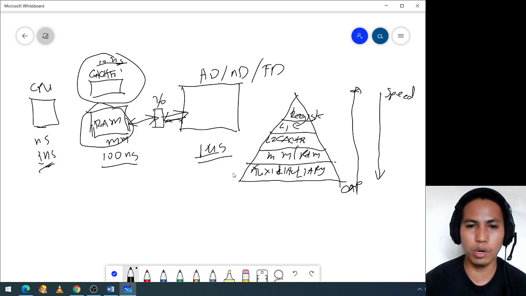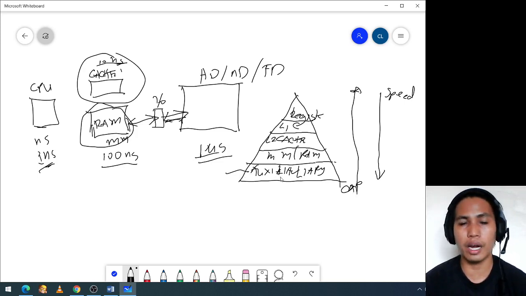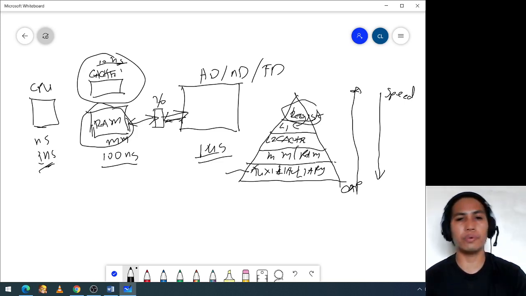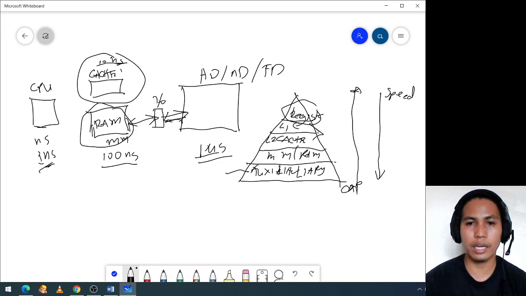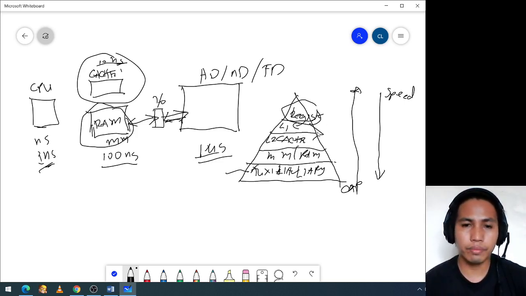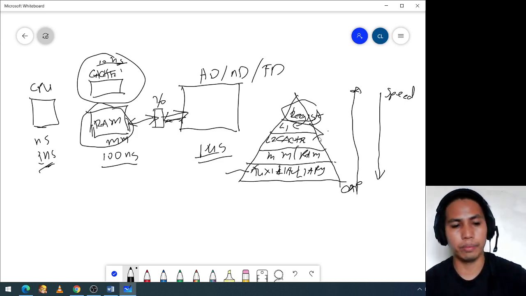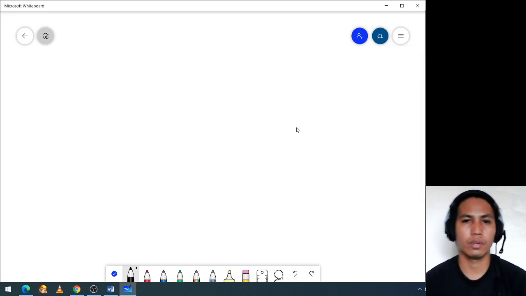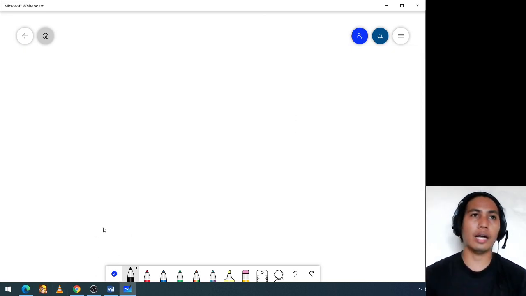So, ibig sabihin po, mas malaki ang capacity po nito. Itong auxiliary memory po natin, yung mga hard disk po natin, mga flash drive kasi umaabot na sa terabyte. While our registers, nasa kilobytes lang po yan and so on. Same with cache. Bytes lang po ang capacity po nitong mga to. Okay. So, that's the basic idea of memory hierarchy.